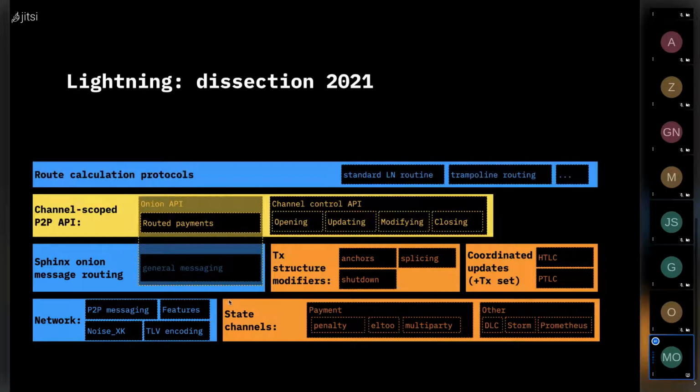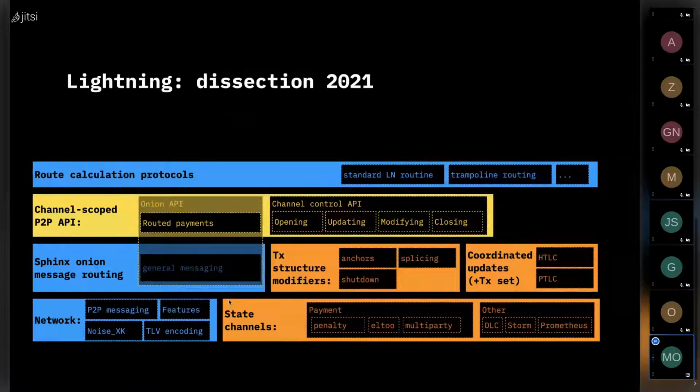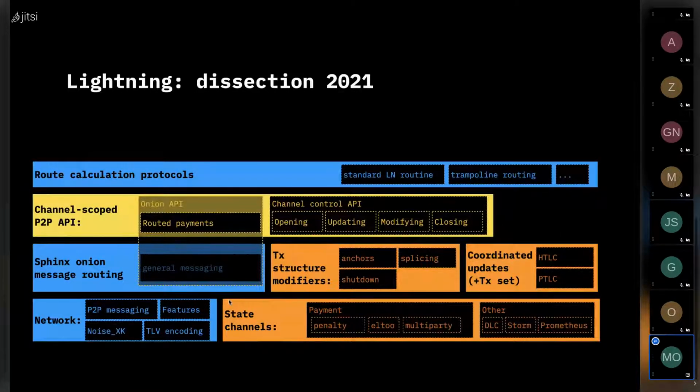But that's not the end of the story, because to do a multi-hop payment, you have to do route calculation. Originally, Lightning Network was supplied with a single protocol at that level, which had no name. But later there were more proposals, like trampoline routing. So I believe there will be more proposals. So this is clearly also a family of protocols residing on its own top level.